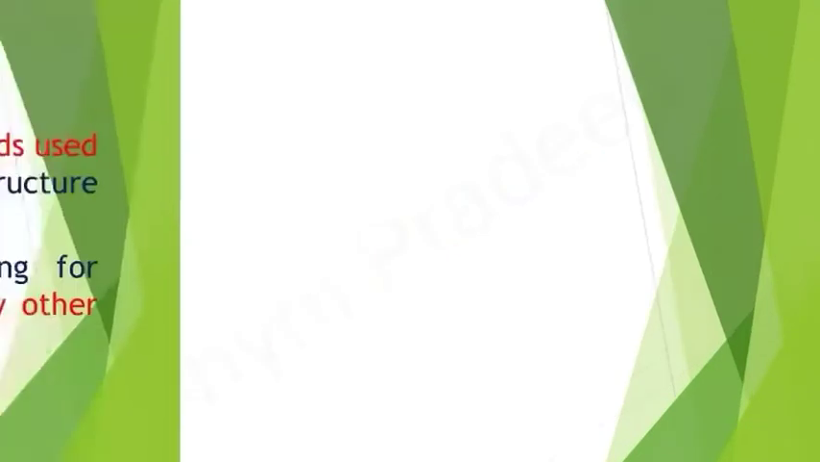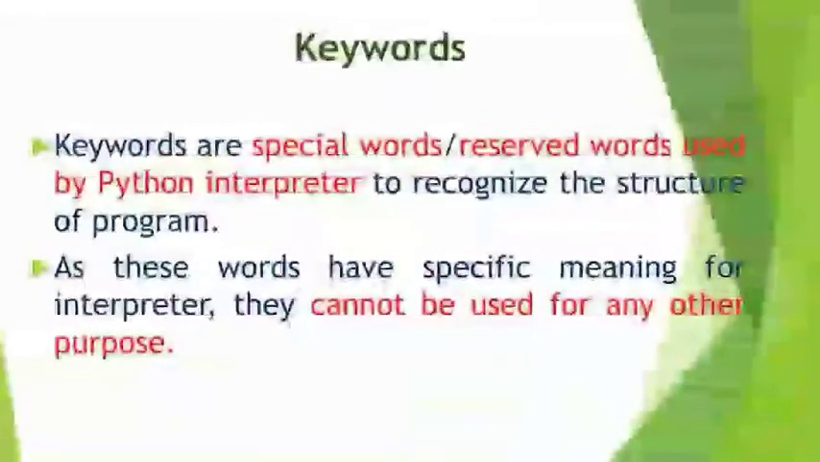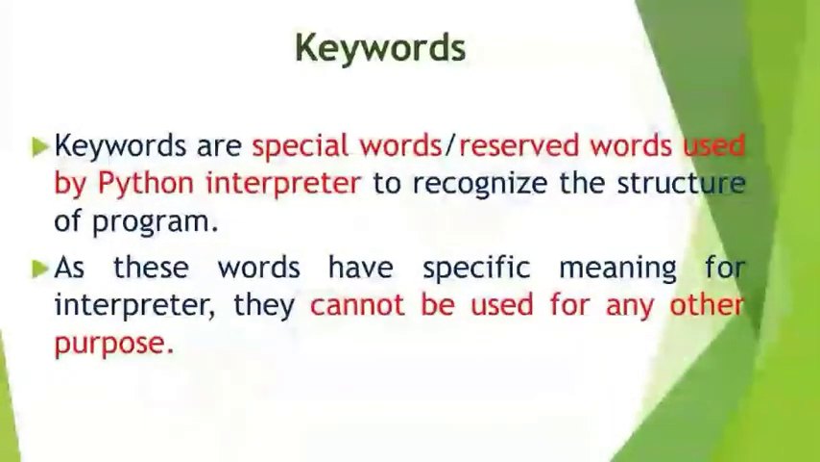Next, let us see about keywords. Keywords are nothing but special words, or you can say reserved words. So the interpreter only uses these keywords. It does not allow users to use these keywords. So it can be used by the Python interpreter. It cannot be used for any other purpose. Programmers cannot use these keywords as identifier.